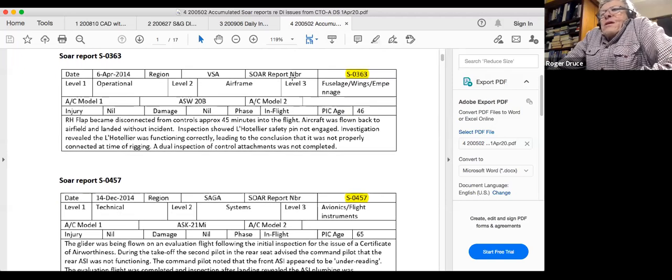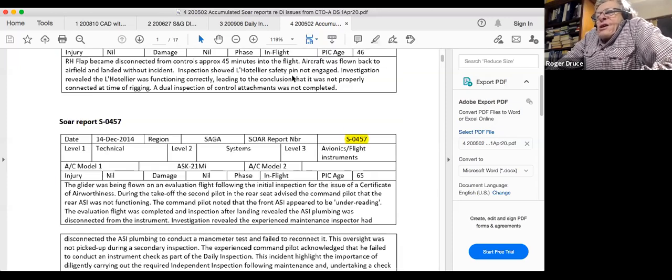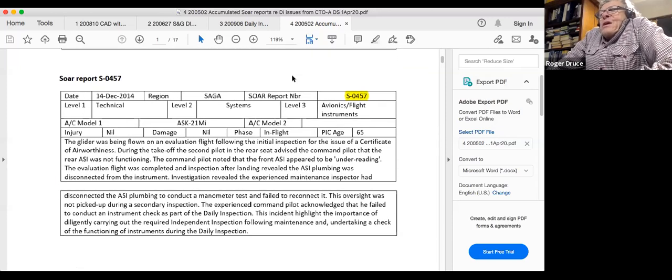ASW 20, flap disconnection. The whole tell-tale was not engaged, so it can't have been correctly rigged, and a dual inspection was not completed. Okay, let's roll down. South Australia, ASK 21 MI motorised.